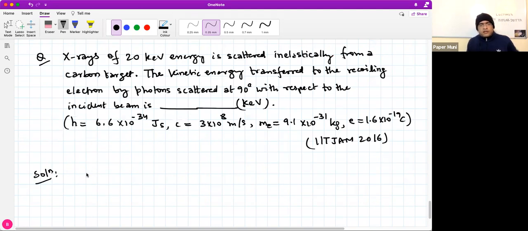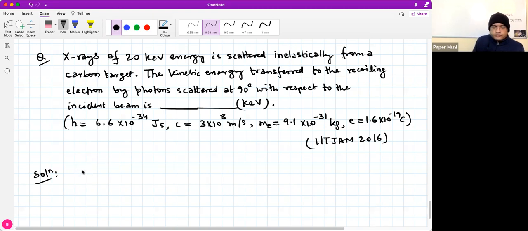It says the X-rays of 20 keV energy are scattered inelastically from a carbon target, and the kinetic energy transferred to the recoiling electron by photons scattered at 90 degrees with respect to the incident beam is asked. So what is the kinetic energy being transferred to the recoiling electron? As I wrote in the last statement of the theory part, the kinetic energy transferred to the electron is the energy lost by the photon after scattering.